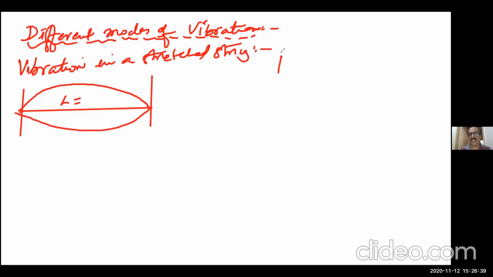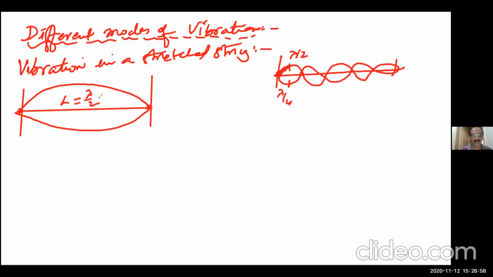Now you see, in a stationary wave, node to node is lambda by 2. And node to antinode, if you are taking, is lambda by 4. See, this is lambda by 4. So what will be this distance? Lambda by 2, right?